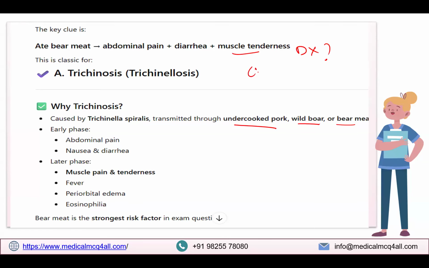CPK level. Yes, you will do CKMB and you will do CKMM, LDH. Okay, CKMM level. And then you will do your muscle biopsy. Muscle biopsy, what will you see? It is not usually done, but it is a very definitive diagnosis. On muscle biopsy, you will directly find a larvae.